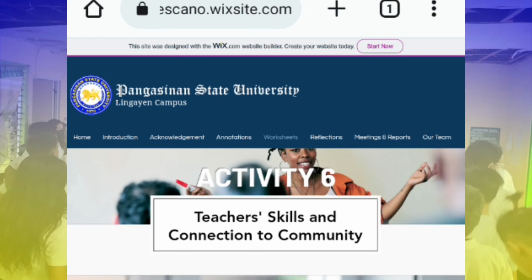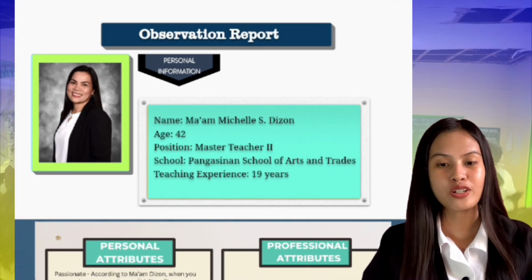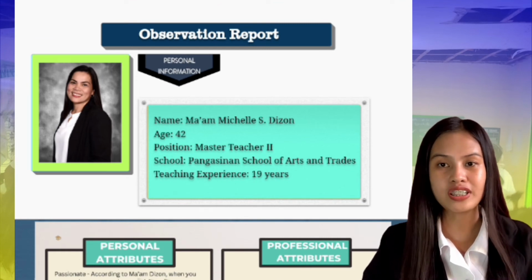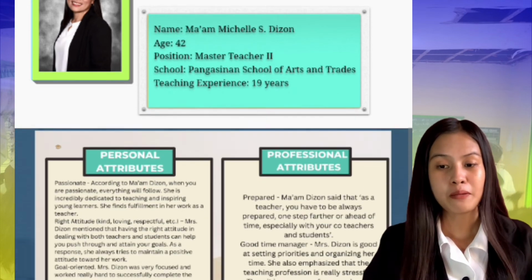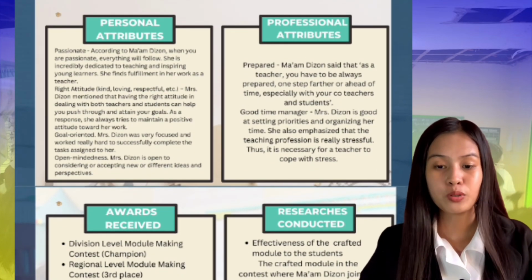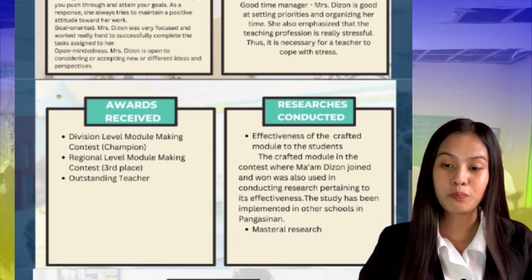Now here are the documentations and evidences. Activity 6 focuses on teachers' skills and connection to the community. Michelle S. Dizon has been a teacher for 19 years and is a 42-year-old master teacher at the Pangasinan School of Arts and Trades. According to Ma'am Dizon, being passionate, having the right attitude, goal-oriented, and open-minded are her attributes of being an efficient and effective teacher.